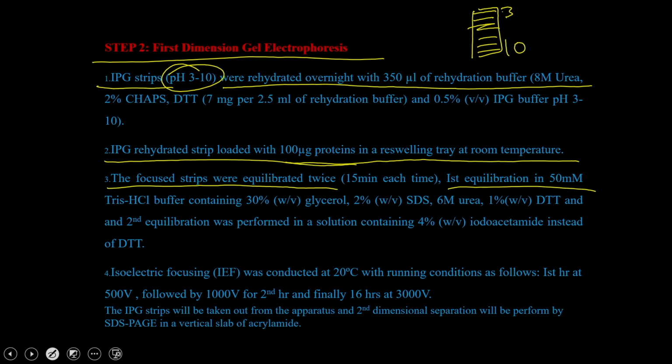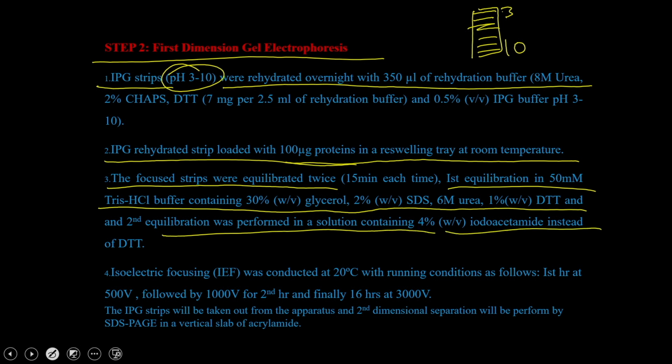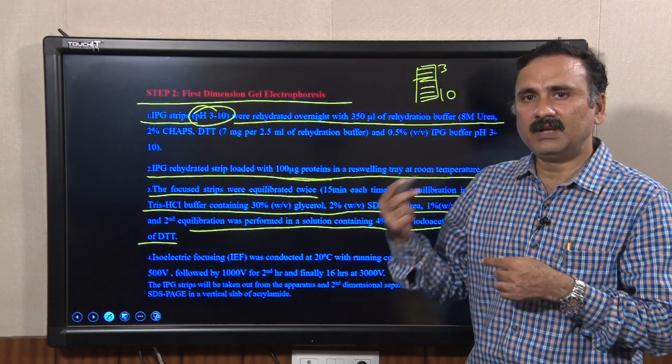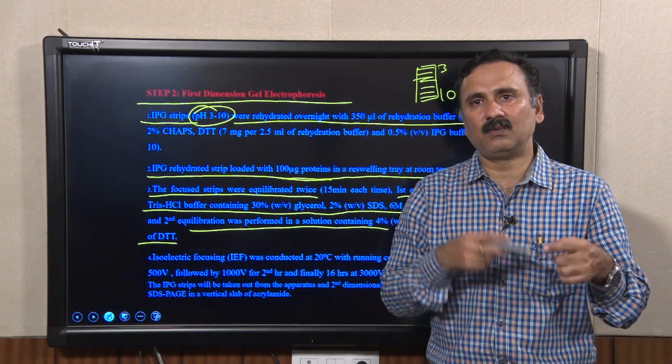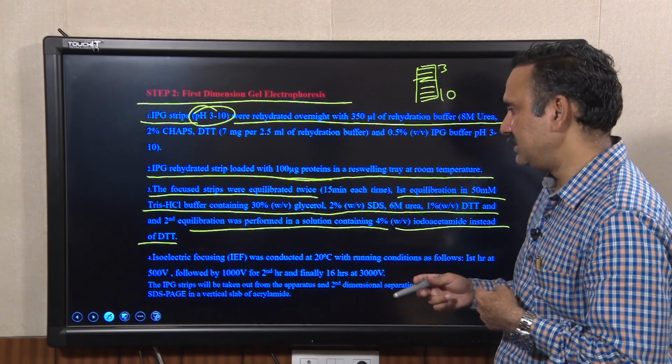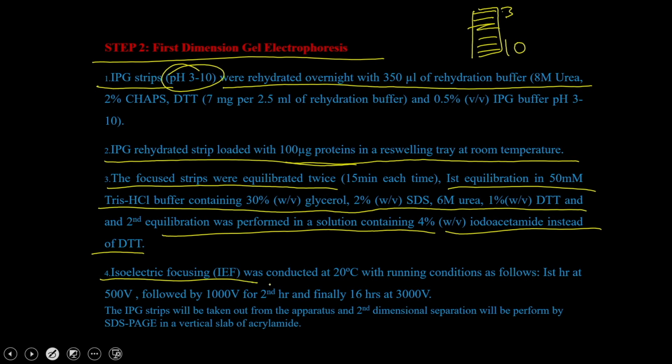First equilibration in a 50 millimeter tray containing this, and the second was performed in a solution containing 4% iodoacetamide instead of DTT. So, you are going to do the 2 focusing rounds. In one of them it is going to have the DTT, the other one you are going to have the iodoacetamide. Once the isoelectric focusing was conducted at 20 degrees for running condition, first hour at 500 volts, followed by 1000 volts for 2 hours, and finally 16 hours at 3000 volts.